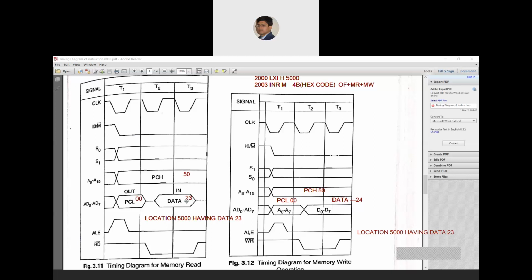After reading the data, you have to increase the data by 1. So new data, same location, so same value, and data 24 is written. Just compare this memory read and memory write timing diagram. You can see that the clock is the same, IO/M is the same as it is a memory related operation, and just the values of S0 S1 are swapped, because for reading S1 should be 1, but for writing S1 should be 0 and S0 should be 1.